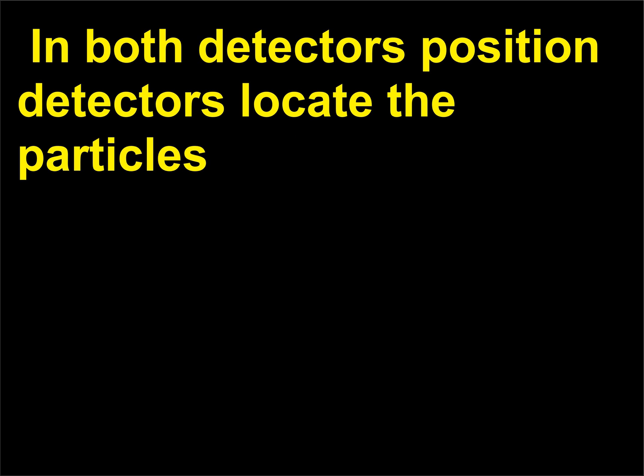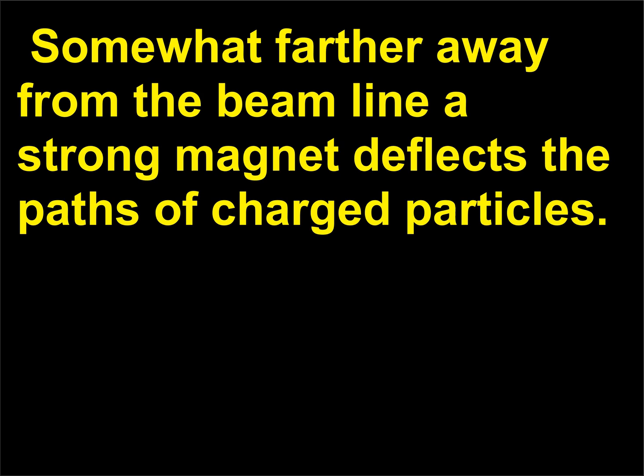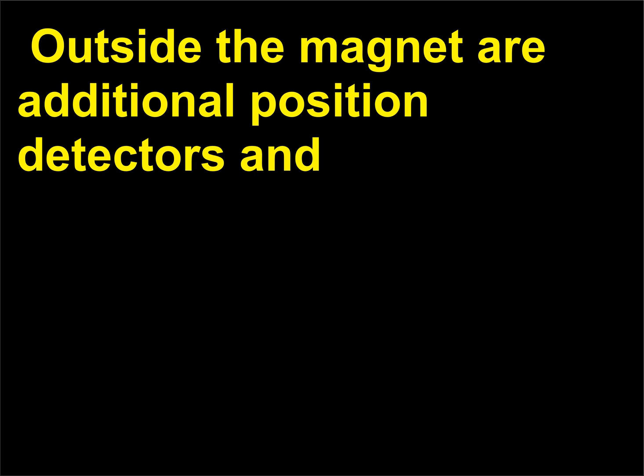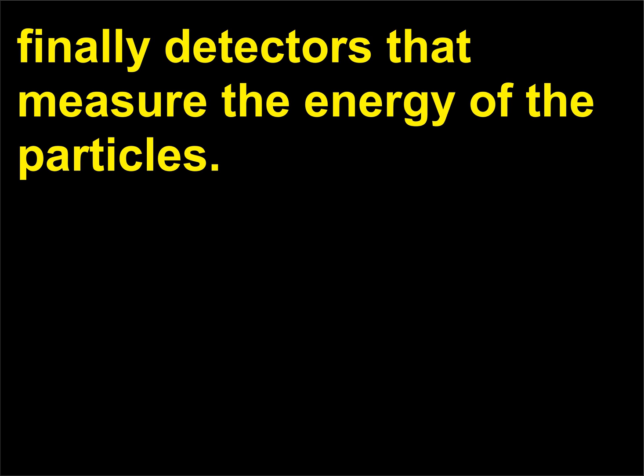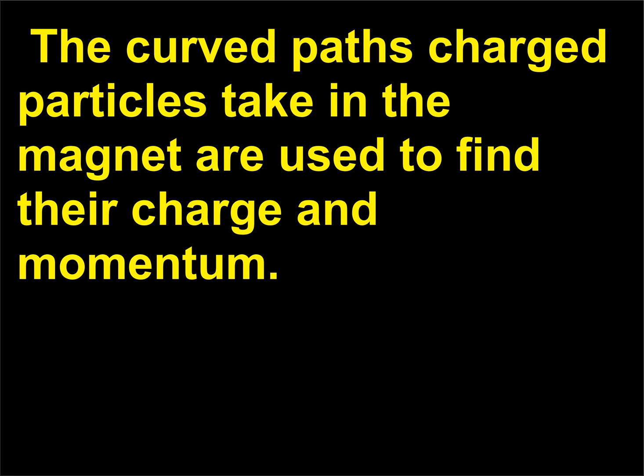In both detectors, position detectors locate the particles close to where they are produced in the beam line. Somewhat farther away from the beam line, a strong magnet deflects the paths of charged particles. Outside the magnet are additional position detectors and finally detectors that measure the energy of the particles. The curved paths charged particles take in the magnet are used to find their charge and momentum.